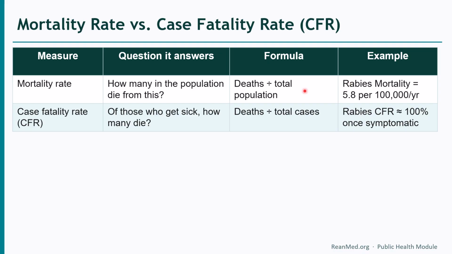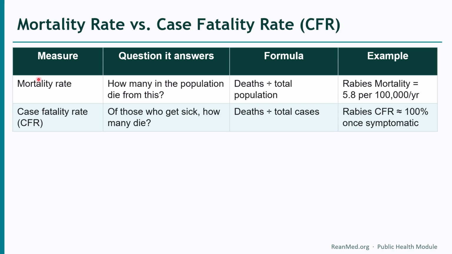So, for example, we have here for the disease rabies, we see that 5.8 people are dying per 100,000 people each year. So that means of 100,000 healthy people at the beginning of the year, about 5.8 would die from rabies by the end of the year. Does that make sense? So you can see a very small number of people get rabies.